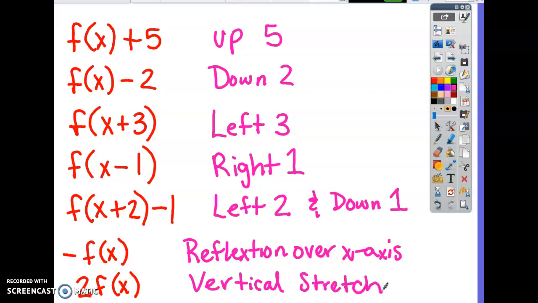Okay, I think you guys are ready for the quizzes now that I gave you a few examples. Always look for the key words: up, down, left, right, reflection, vertical stretch, okay? So that you can figure out the equation that goes with it.